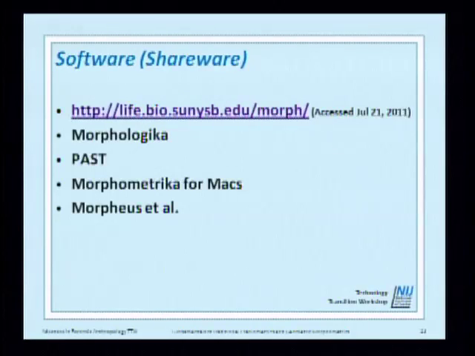If you go to the Life Bio site at SUNY Stony Brook, you have all of the software for free. It's all freeware. You have Morphologica. PAST is the one that we used for interlandmark distances. Morphometrica is for Max, Morpheus et al. And now there's MorphoJ, which is another good one to look at population differences. But unfortunately with those, you still have to mess with your data. You still have to run it through a GPA system and learn how to deal with it, okay? But just in case you feel you have a free weekend or something, right?